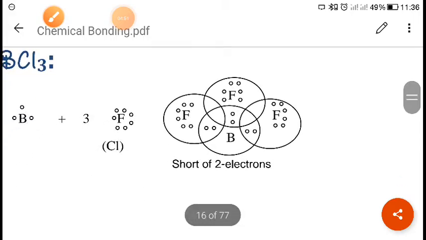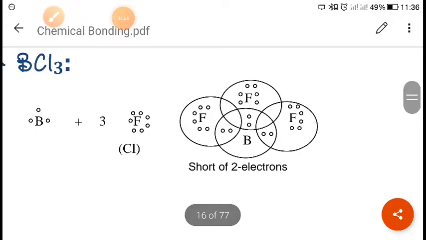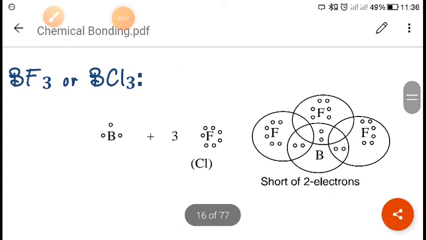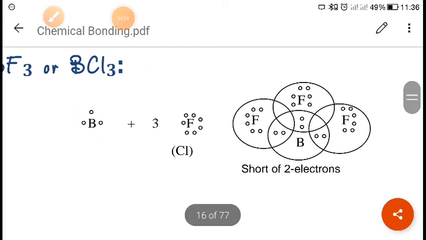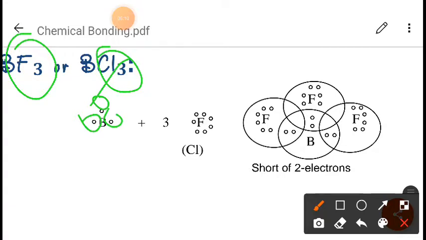In the same case, as you can see, BCl3 and BF3. When we talk about sharing, boron has 3 electrons, 1, 2 and 3, right? So it will share these 3 electrons either with the chlorine or with the fluorine. One electron to this chlorine, one electron to this chlorine, and one electron to this chlorine.